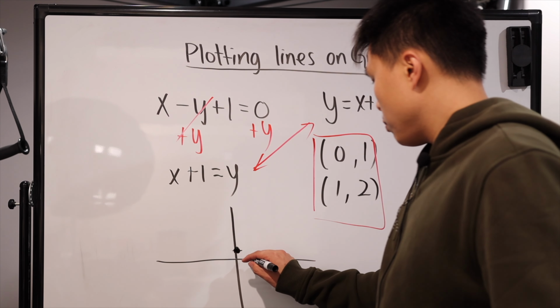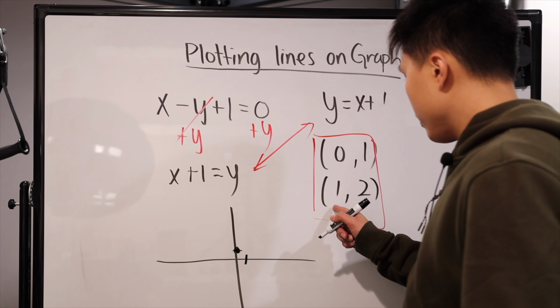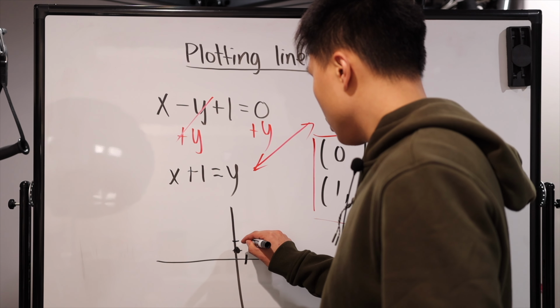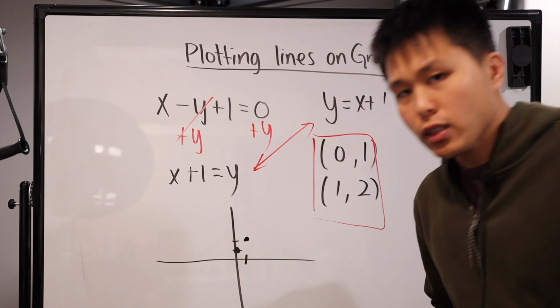And the second one is going to be 1 on the x coordinate, and 2. So this is 1, 2. So right here is my second point. Hopefully you guys can see that on camera.